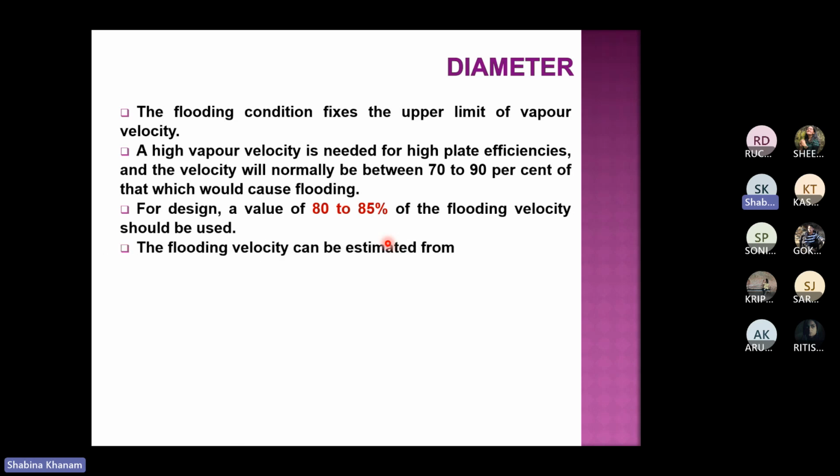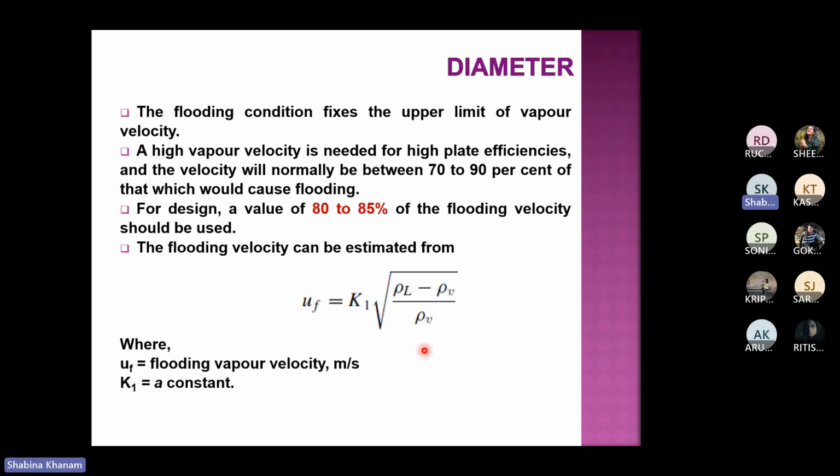Now we will see how to find out the velocity at which flooding will occur. It is empirically related by this expression, depending upon the density of liquid and vapor, and this K1. K1 is a factor, or we can say a constant, and UF is the velocity at which flooding will occur. So we usually call it the flooding vapor velocity. K1 is the constant. How do we consider the K1?